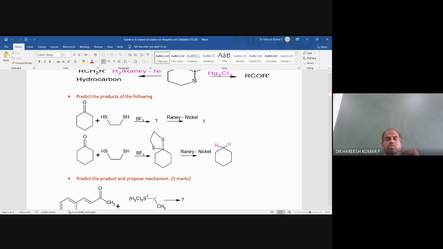In this place you need to write the product. And Raney nickel means addition of hydrogen, where one hydrogen is added here and one hydrogen here. These two sulfurs will go out. So what is converted? Cyclohexanone is converted into a hydrocarbon. This is called the Mozingo reaction. Mozingo reaction means conversion of a carbonyl compound into a hydrocarbon.